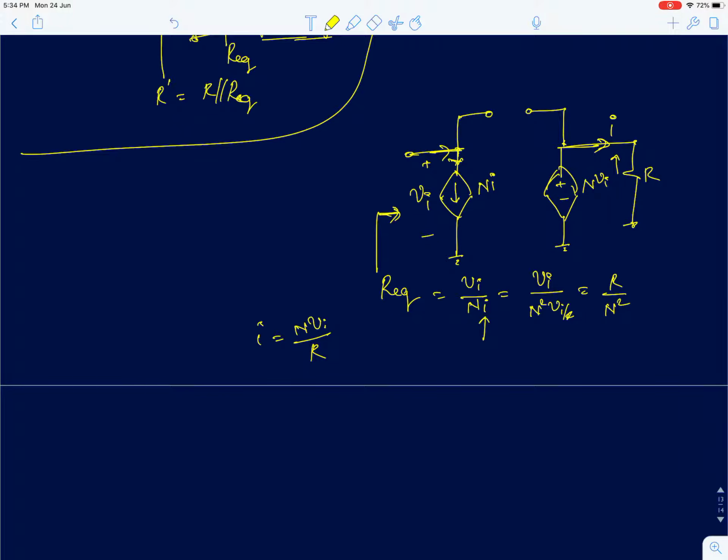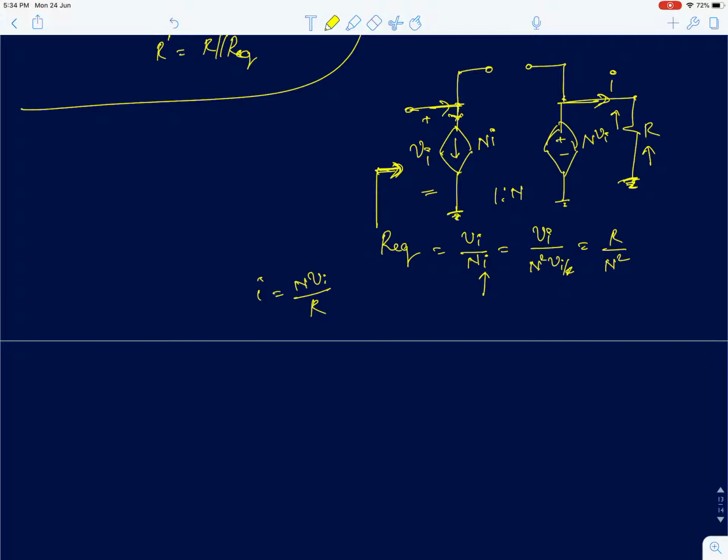For those of you who have studied transformers or have taken a basic course on electrical circuits, this is a model of a 1:n turn transformer. Using our dependent sources, I've modeled the 1:n turn transformer. If I apply a load resistance of value R, the equivalent resistance seen at the input at the primary winding will be R by N square. This is a well-known result in transformers. I've just obtained the same result but using dependent sources. What I've shown here is a mathematical model for a transformer using dependent sources.